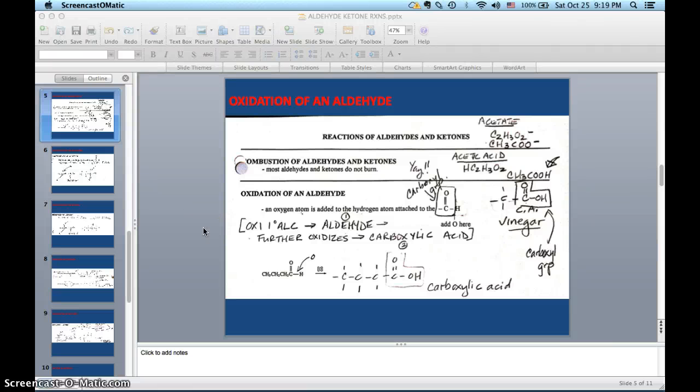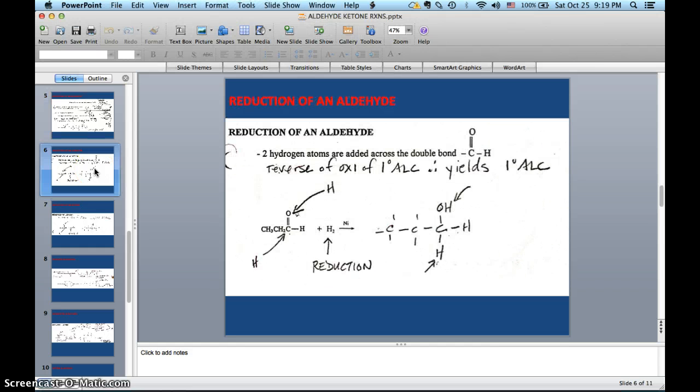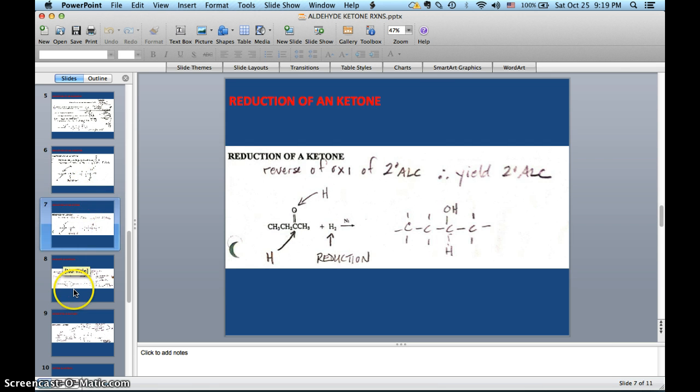Okay, so we've talked about oxidation of aldehydes into carboxylic acids where you add the oxygen in right here. Carboxylic acid, carboxyl group, carboxyl carbon. We've talked about both reduction of aldehydes and also reduction of ketones. Reduction of aldehydes, remember, is the reverse of the oxidation of a primary alcohol. So reduction of an aldehyde is now adding two hydrogens back in, and we get that. In the case of an aldehyde, we get a primary alcohol, and for the ketone, we get a secondary alcohol.